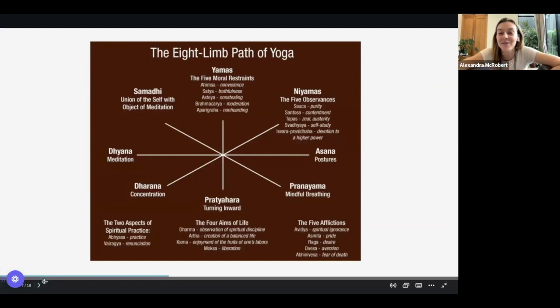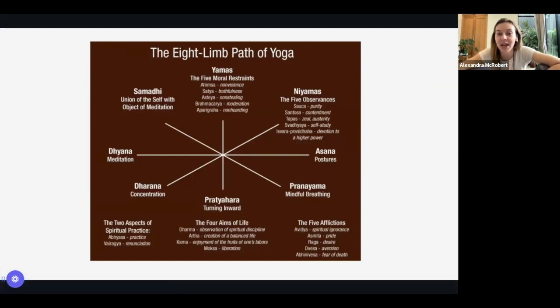So this is from the first page of Ralph Gates' book. And I love this because it pretty much lays out and organizes some of the main concepts in the 8 limbs of yoga. There's so much to it.